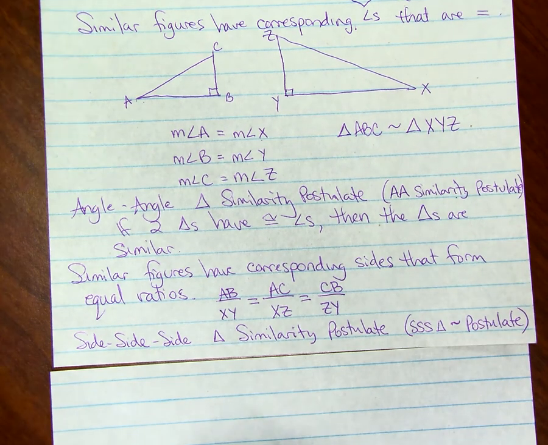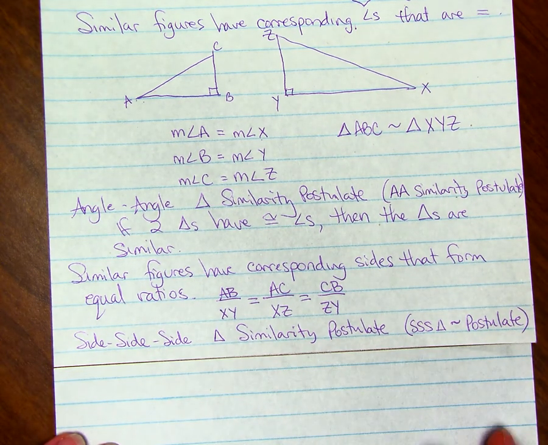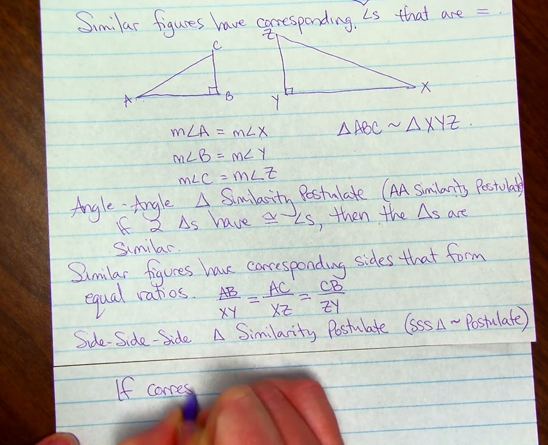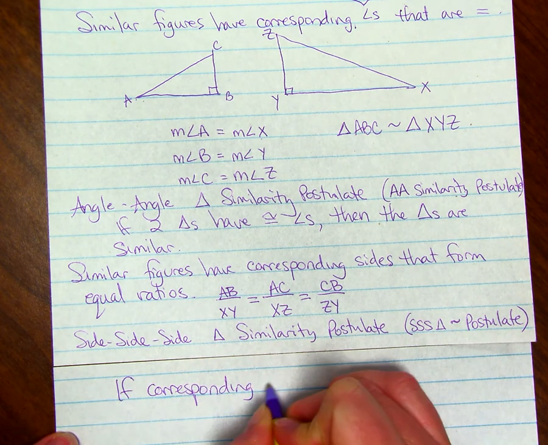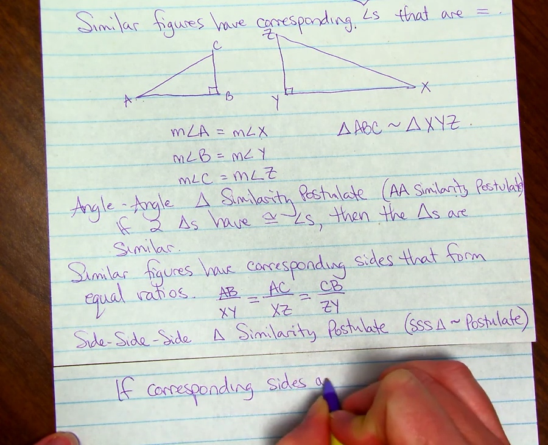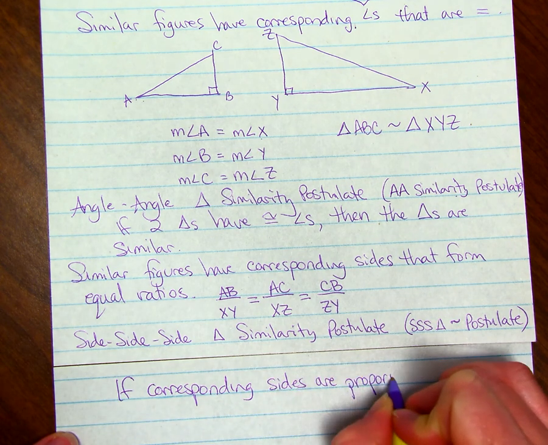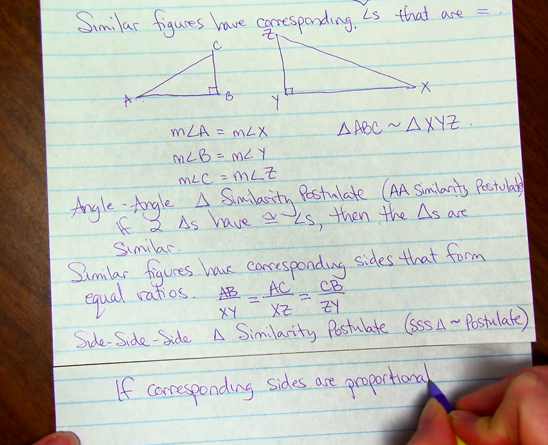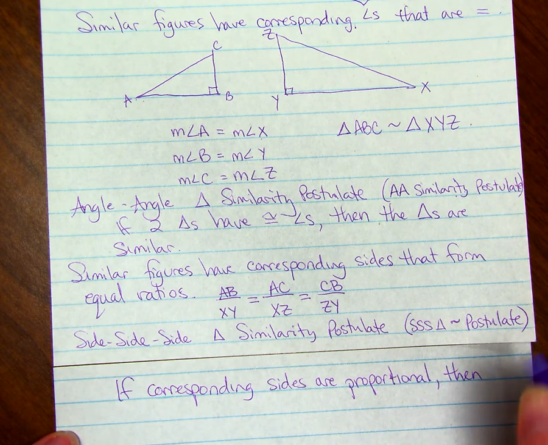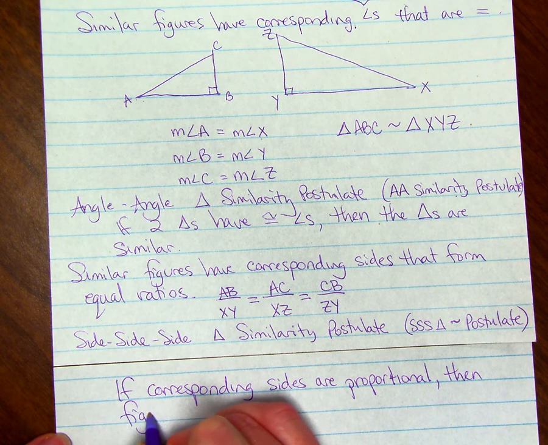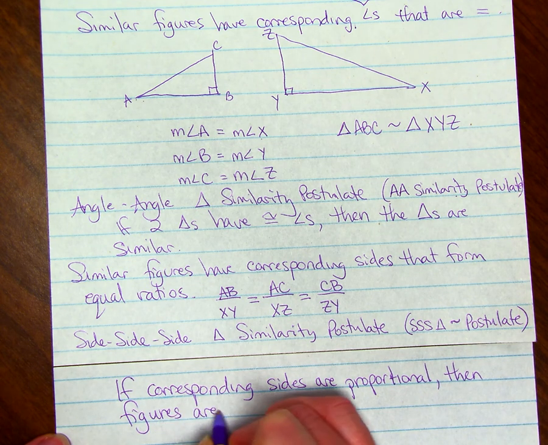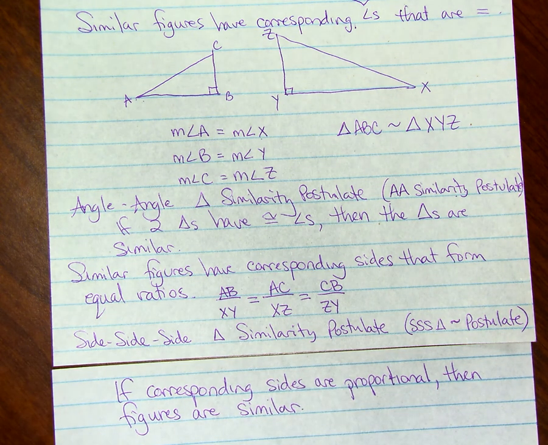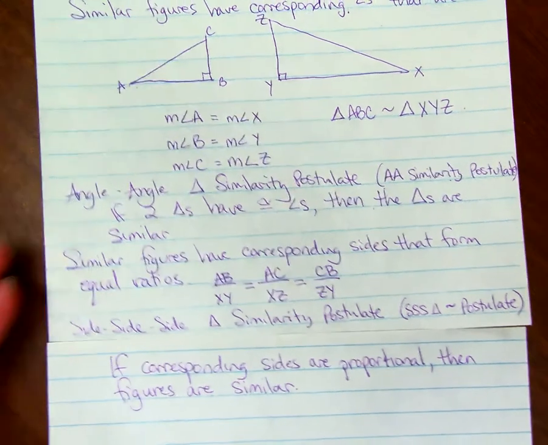And here's what the side, side, side, triangle similarity postulate says. If corresponding sides are proportional, then figures are similar. Oh, there we go. Okay, that's the end of lesson 35.